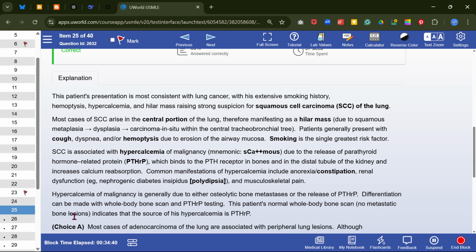Hypercalcemia of malignancy is generally due to either osteolytic bone metastasis or the release of parathyroid hormone related peptide. Differentiation can be made with whole body scan and parathyroid hormone related peptide testing. This patient has a normal whole body scan, with no metastatic bone lesions to indicate the source of hypercalcemia. The source of hypercalcemia is parathyroid hormone related.